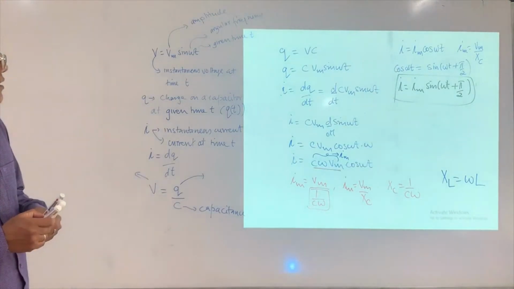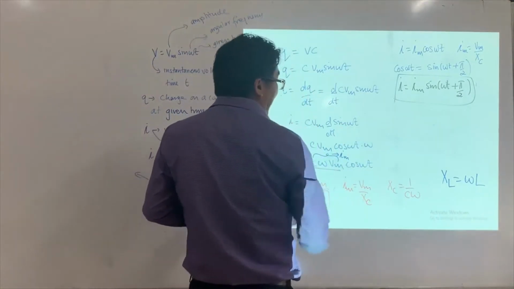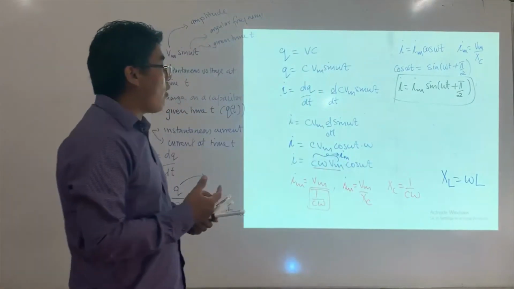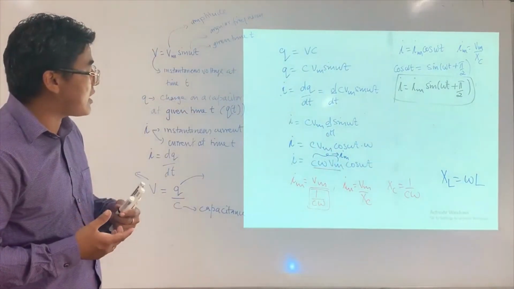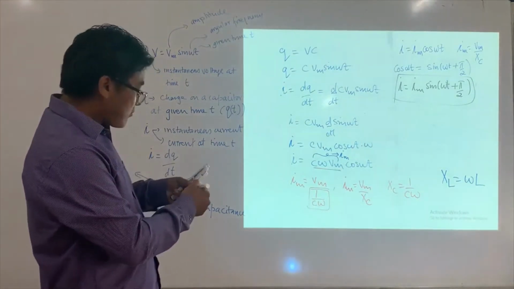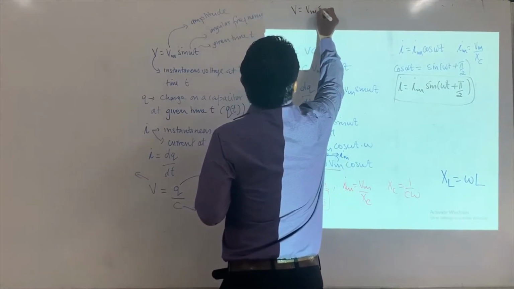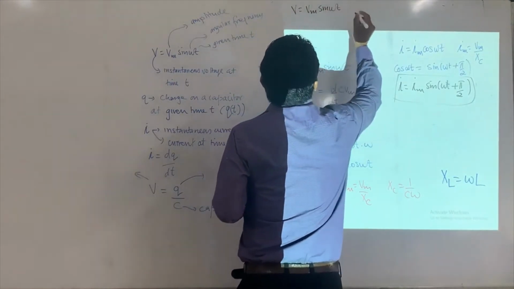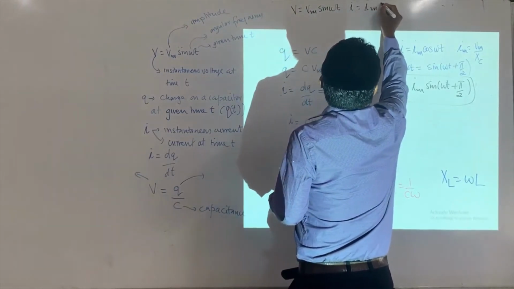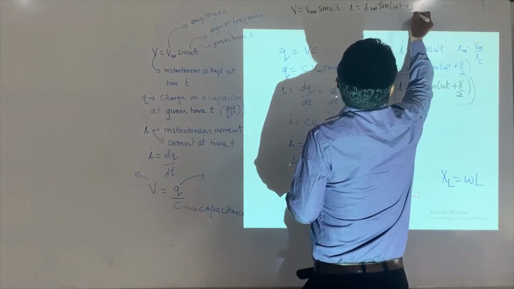Now this is the current, with the maximum current equal to Vm divided by Xc, where Xc is equal to 1 by omega C. Where omega is the angular frequency and C is capacitance, right? So this is what we have. Now to summarize, V is equal to Vm sin omega t and I is equal to Im sin omega t plus pi by 2.